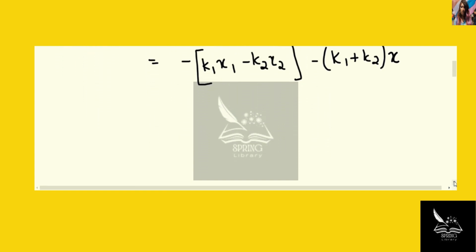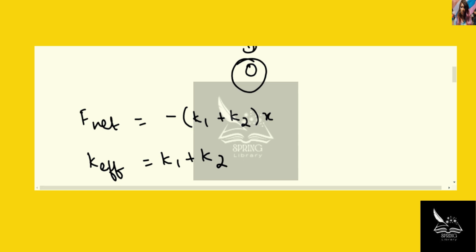So from the result of part A, the term in the square brackets is 0. So this becomes 0. Hence, the net force comes down to F net equal to minus (K1 plus K2) into x. So the effective spring constant, K effective, equals K1 plus K2.